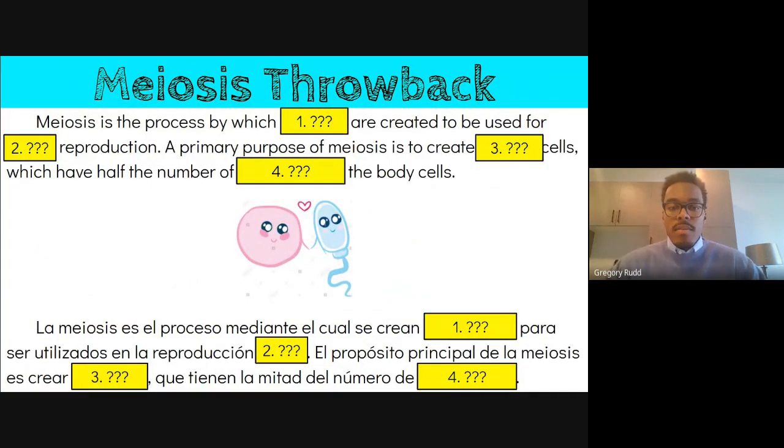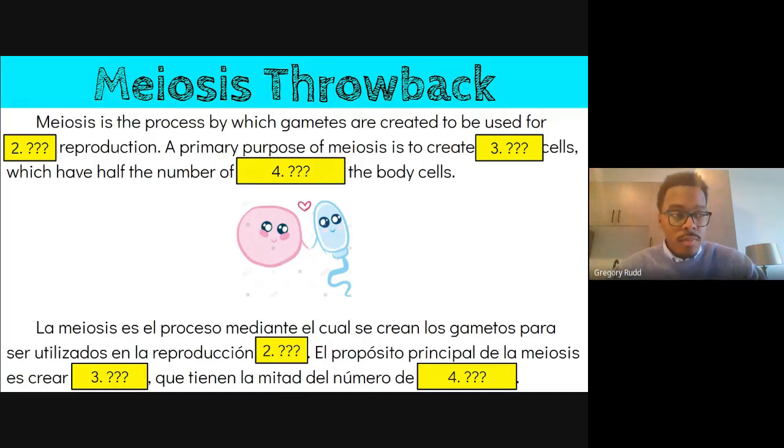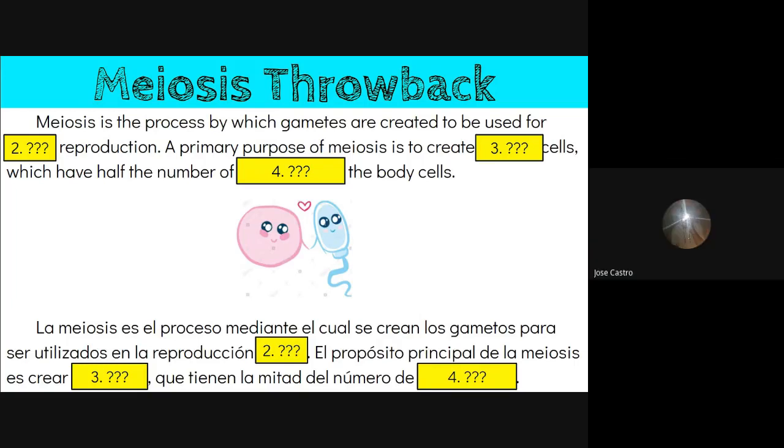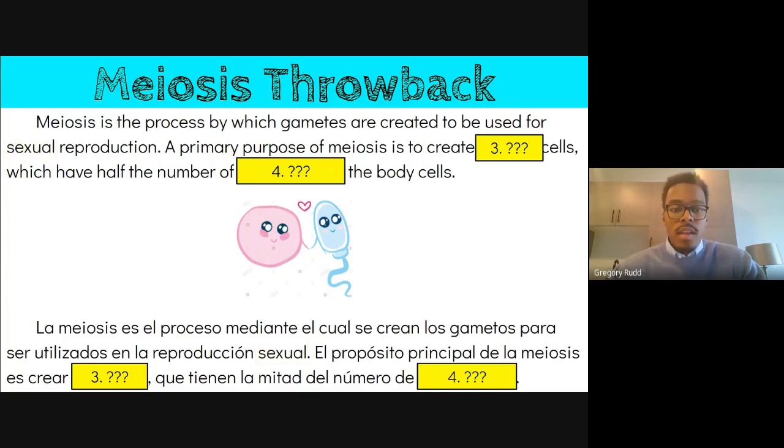Let's connect this back to meiosis. So let's see how much you all remember about meiosis. So meiosis is the process by which blank are created to be used for blank reproduction. Does anyone know this first word here? What is created by meiosis? Gametes. Gametes, good. Meiosis is the process by which gametes are created to then be used for what kind of reproduction? Sexual reproduction. Good.